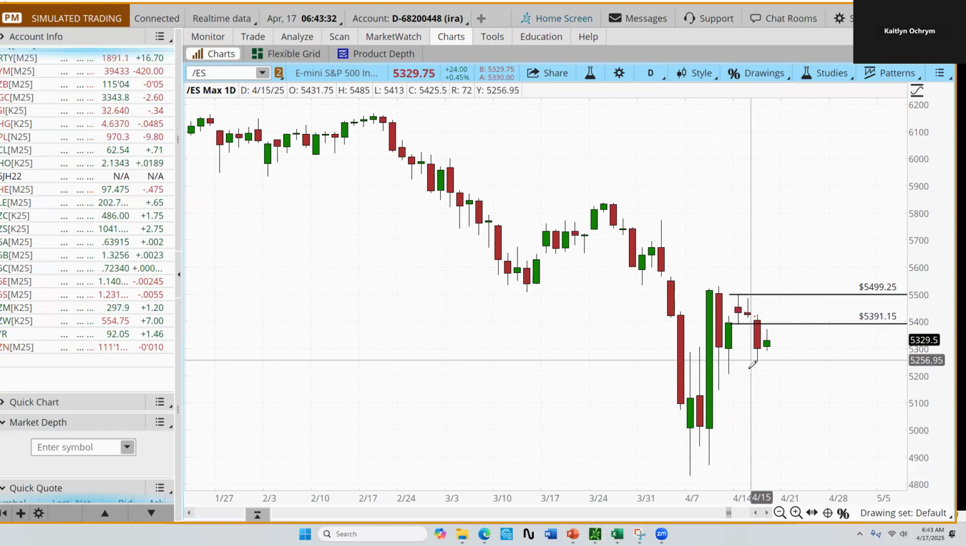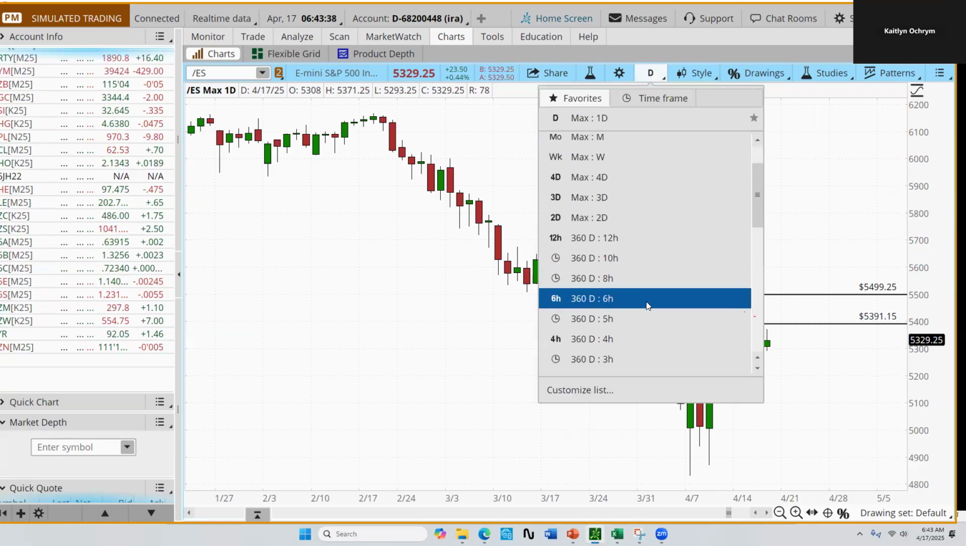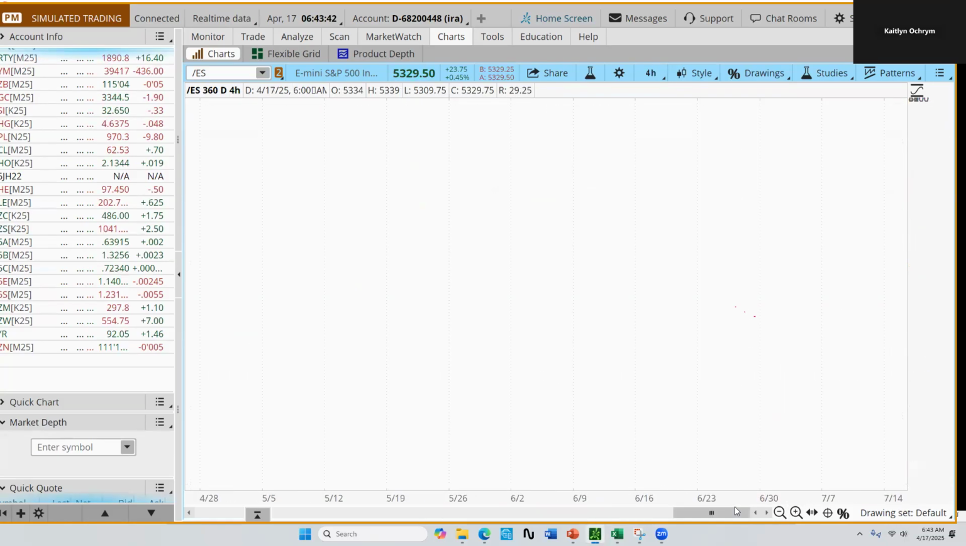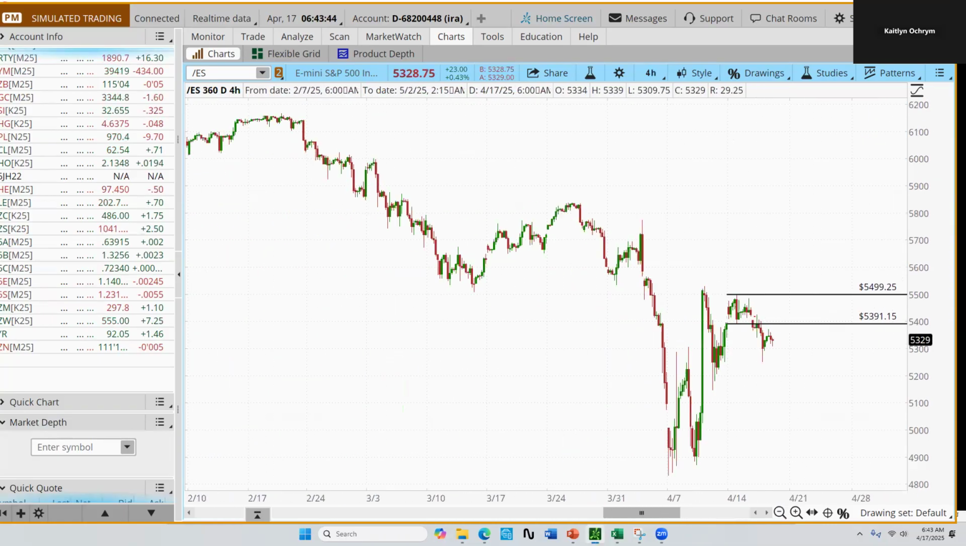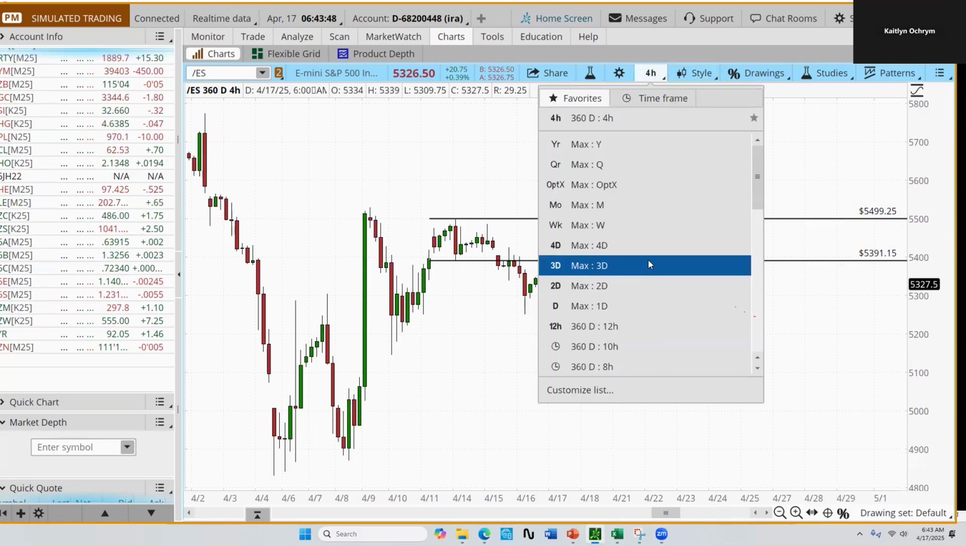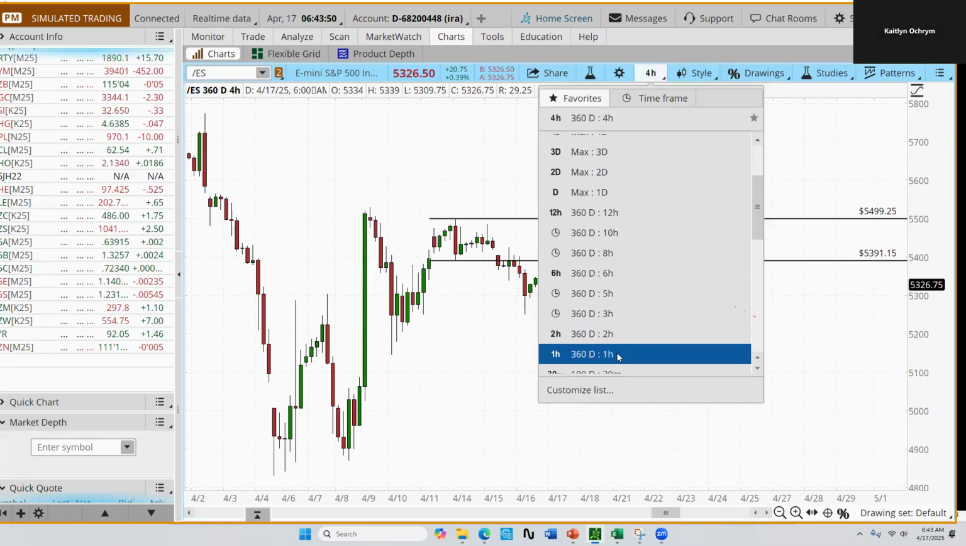So that zone, we had a breakout. As price comes back to it, we're looking for a short trade. From there, we'll come down to the smaller time frames. Let's drop it down to a 4-hour and look for that zone. Actually, let me come down to a 1-hour time frame.